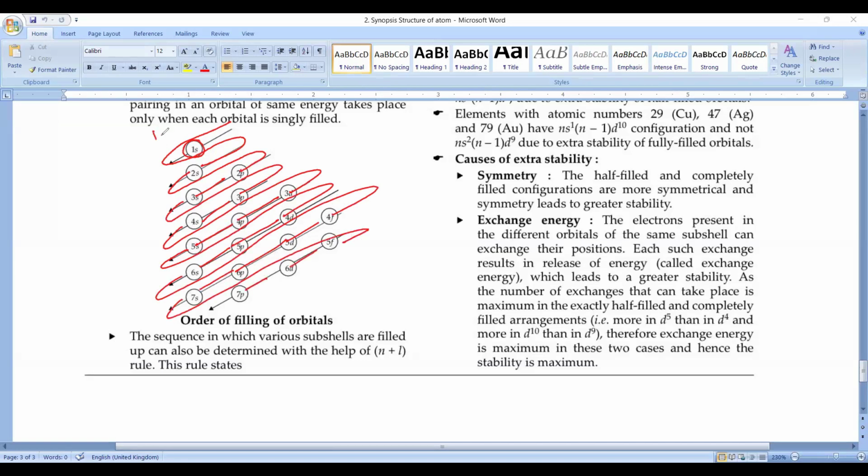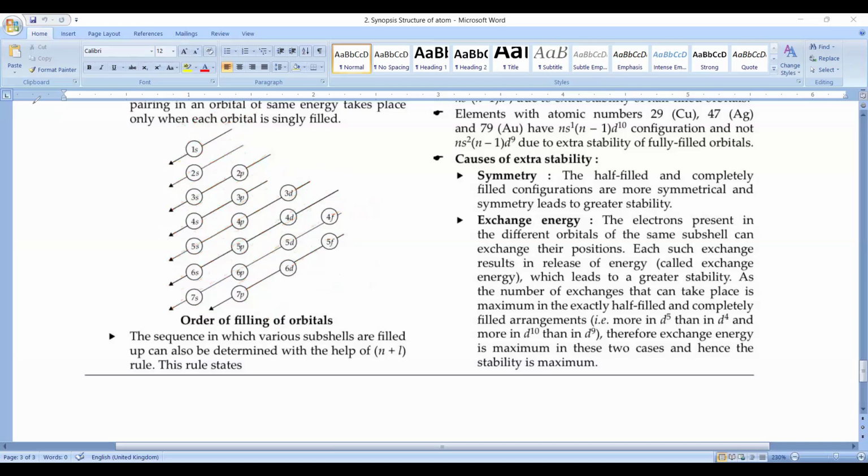So this is the lower energy. Here the electron is filled in the lower energy and this is the higher energy. So the filling of electrons takes place from the lower orbital to the higher energy orbital. So this is the filling up of electrons. This principle is called the Aufbau principle. You might have studied it in this chapter, Aufbau's principle.